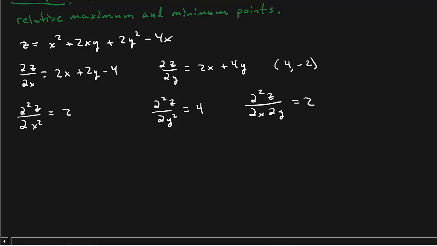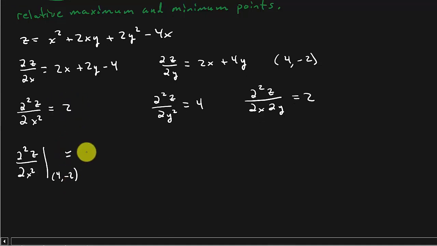All right. So what we've got to do now, each of these second partials here, we have to evaluate at this point right here. So I've got to take the point (4, -2) and plug it into here. And yes, I know there's not an x or a y variable in there. But I'm letting you know that you have to take this and evaluate it at the point (4, -2). Well, there's nowhere to plug it in. It's going to always be 2. And yes, this one's always going to be 4, and this one's always going to be 2. But I'm letting you know.